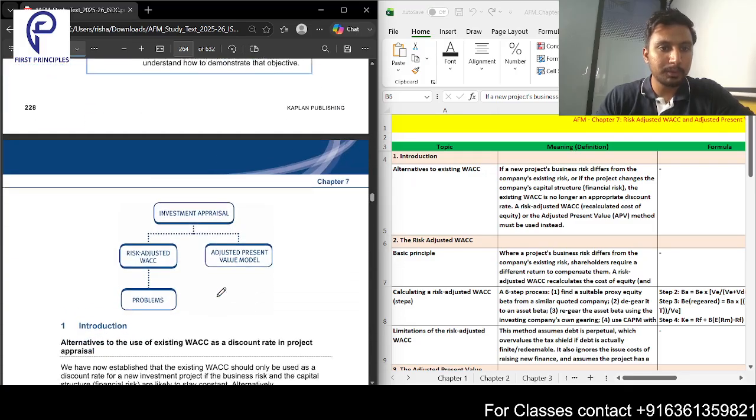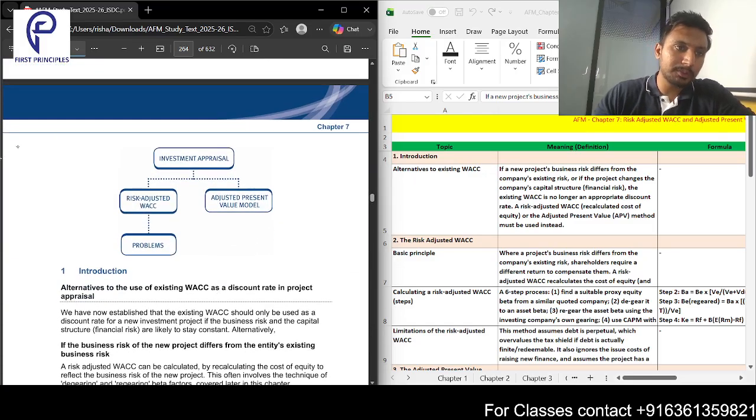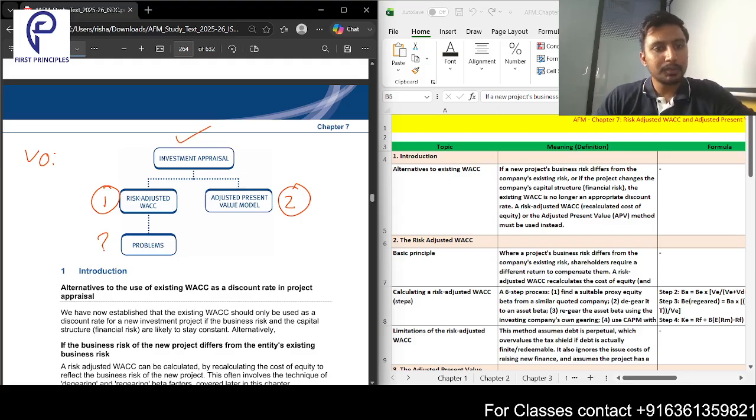Okay, moving forward now. This is a visual overview of this particular chapter. What are we really studying in this chapter? The top topic is investment appraisal. Under that, we will study number one, risk-adjusted WACC, number two, APV. And for risk-adjusted WACC, there are some problems, so we will look into those problems. This is the visual overview of the chapter.